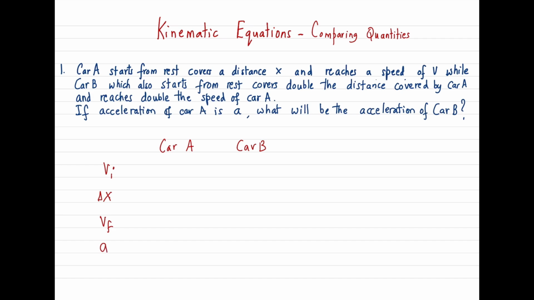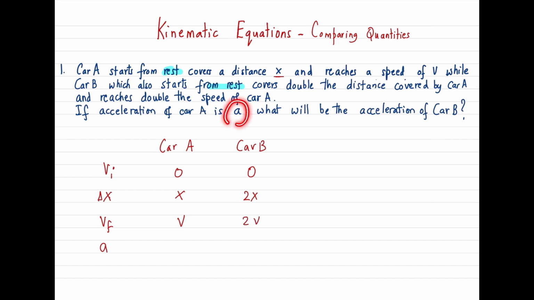So initial velocity for car A is 0 because it starts from rest. Car B also starts from rest, so the initial velocity is 0. The distance covered by car A is x, so I'll write that. The distance covered by car B is double the distance covered by car A. So if car A is x, car B will be 2x. The final velocity of car A is v. And for car B, it is said that it reaches double the speed of car A, so we'll write that as 2v.